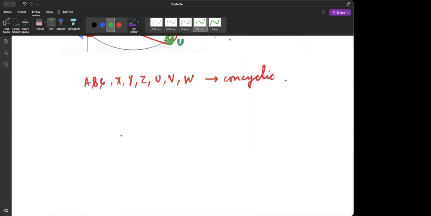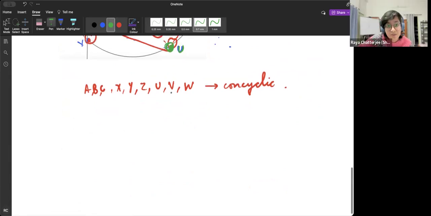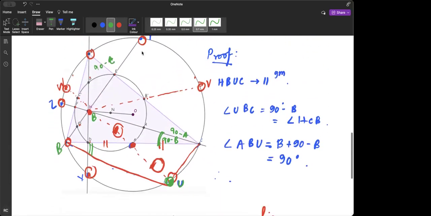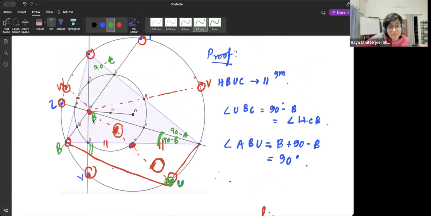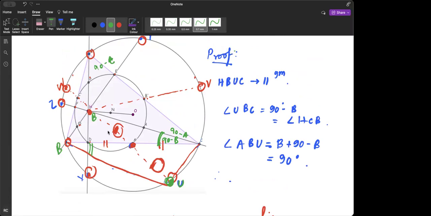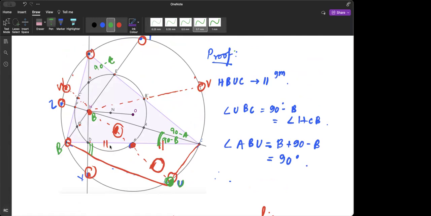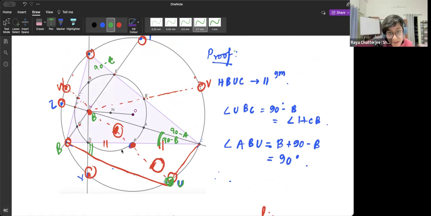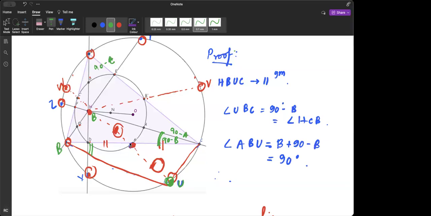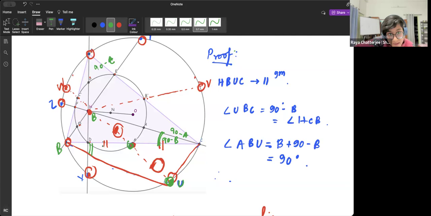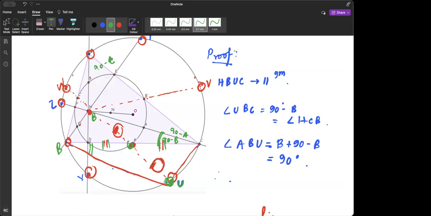Sure. Do you have a proof? That would be helpful. I'm not sure, but we have angle BHC equals 180 minus A, and similarly BUC is also 180 minus A. And one of the diagonals is bisected. So is it enough to claim that it is a parallelogram? Because the opposite angles are equal, and one of the diagonals is bisected. So can we claim it from here?